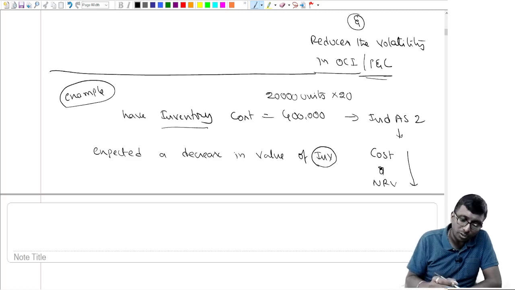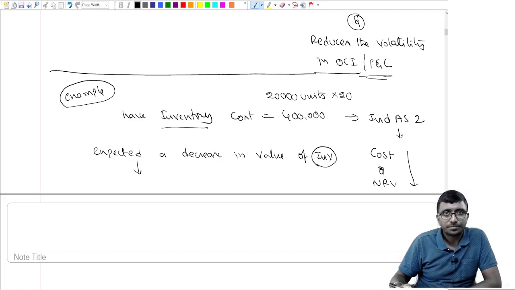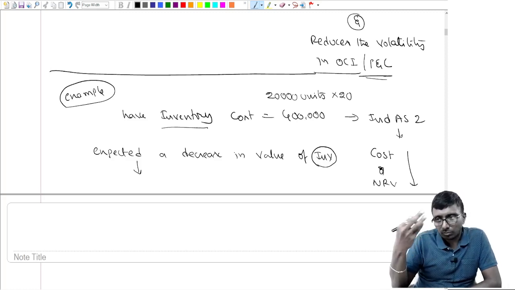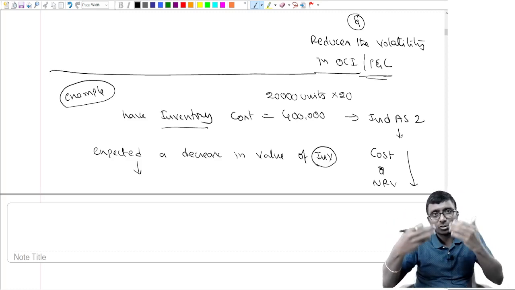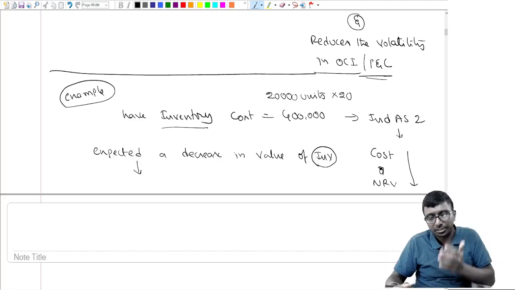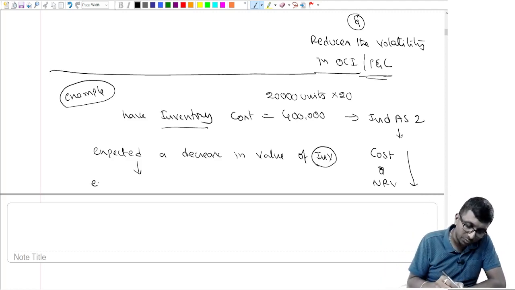So how can we protect ourselves? We can enter into a future contract. Correct. You can enter into a future contract. What is that? We say we will sell the product at a higher rate. So that's why we entered into a future contract.